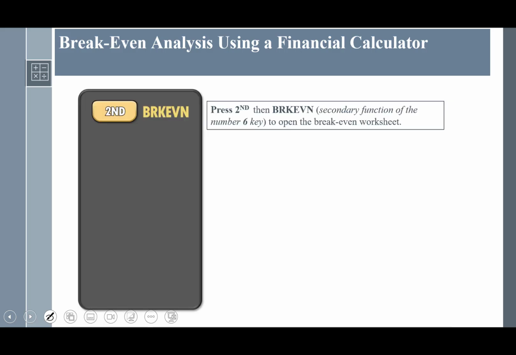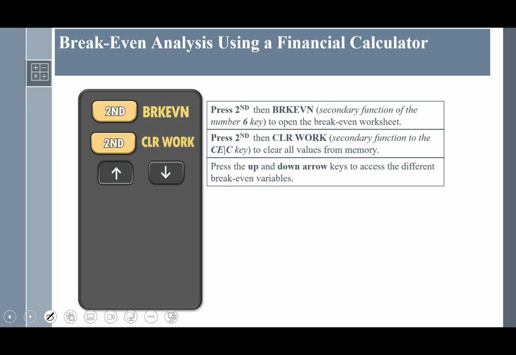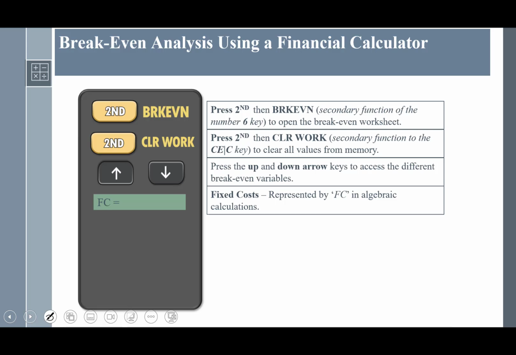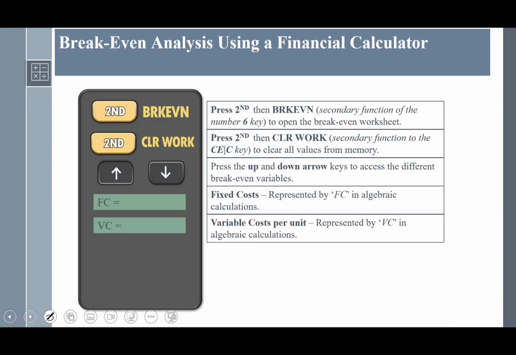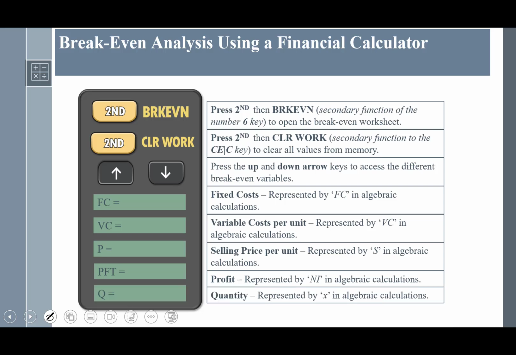So let's jump right away to the calculator. The worksheet for break even is above the 6 key. So we have to press second, 6, or second break even. It's going to ask us for a couple of things. Of course, we have to clear work. It's going to ask us for the fixed cost, the variable cost, and the selling price per unit. This is the profit or the net income. And this is the quantity, the break-even point.